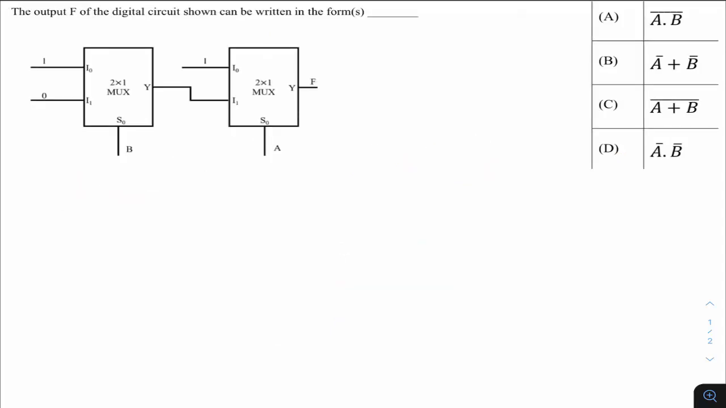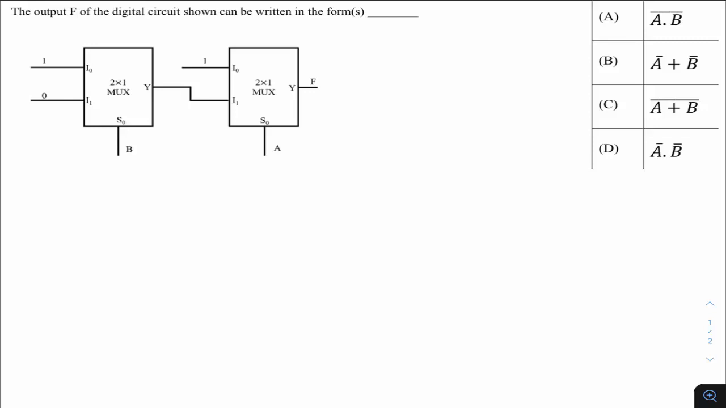This question is asked in GATE 22 of Instrumentation. This is from the digital subjects, from the combinational circuit topic related to multiplexers. The question is, the output F of the digital circuit shown can be written in the form. From the framing itself, it is clear this might be an MSQ question. So let us first try to get the expression, and then we'll see which options satisfy this F expression.